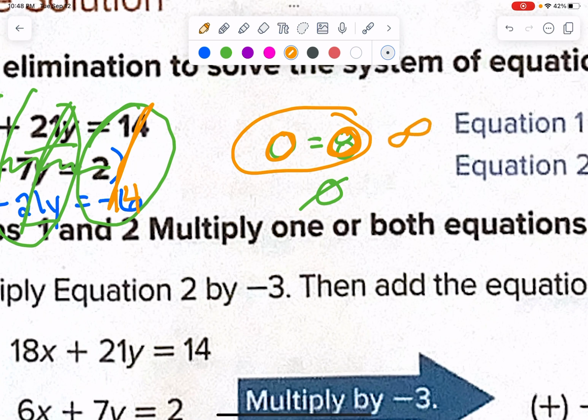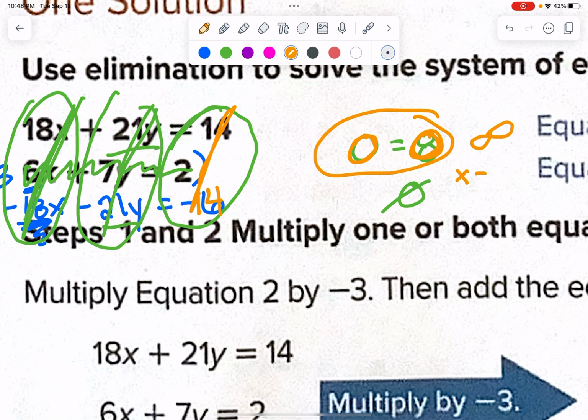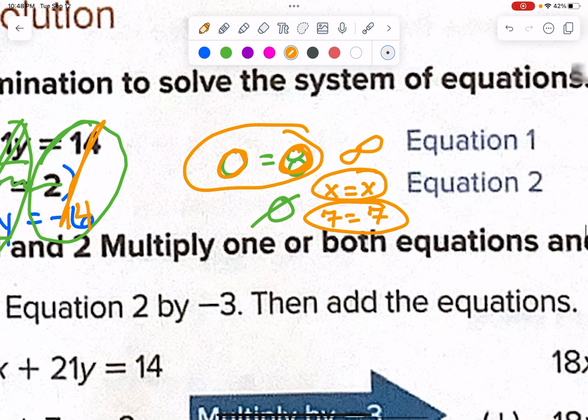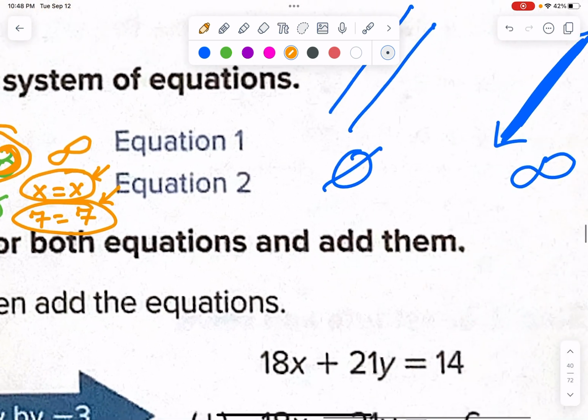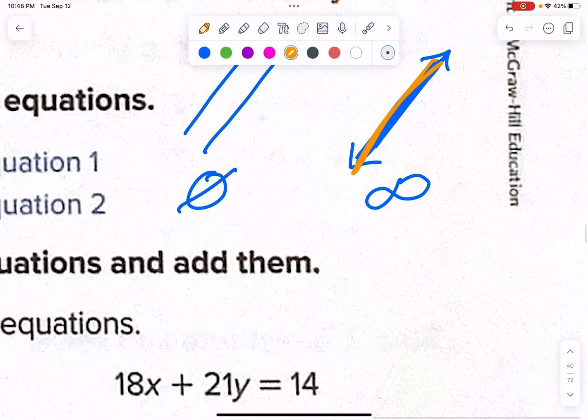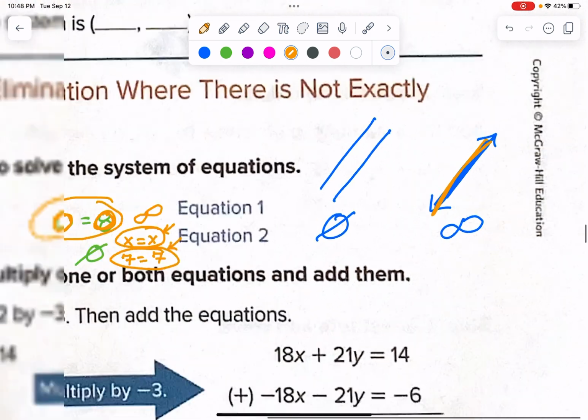You might also get something like x is equal to x, or maybe 7 is equal to 7. Something where you end up with the same thing on both sides of your equal sign. And when that happens, of course, x is always equal to x. 7 is always equal to 7. So you would end up with infinitely many solutions. That's what happens when you have infinitely many solutions, or we have the same equation on top of each other, okay? So that's kind of how that works, all right?